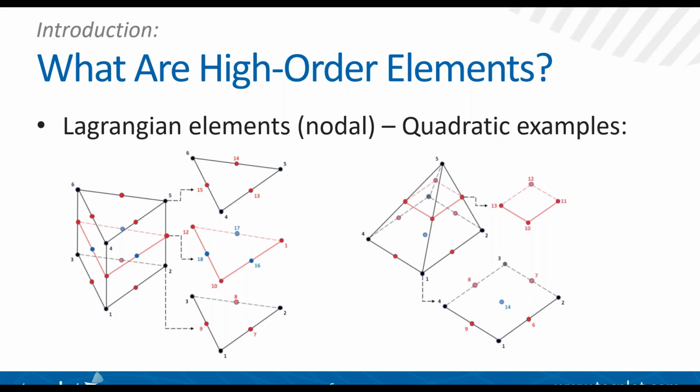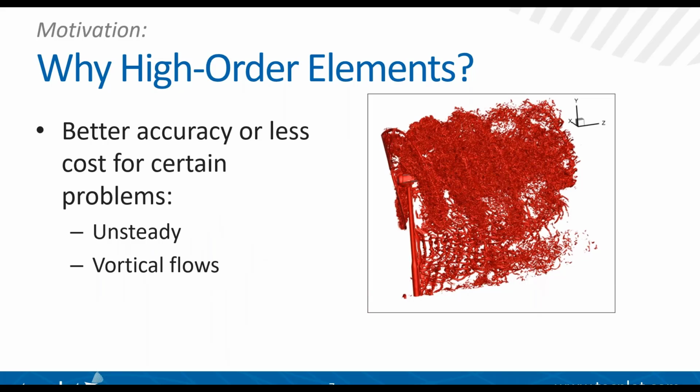Likewise, in the pyramid, you would have 5 nodes at the corners for a linear element, but we have the additional nodes at the face center and at the edge centers to give you 14 nodes total. With the tetrahedra, it's 10 nodes total, and the hexahedra actually has 27 total nodes, which includes 1 in the cell center.